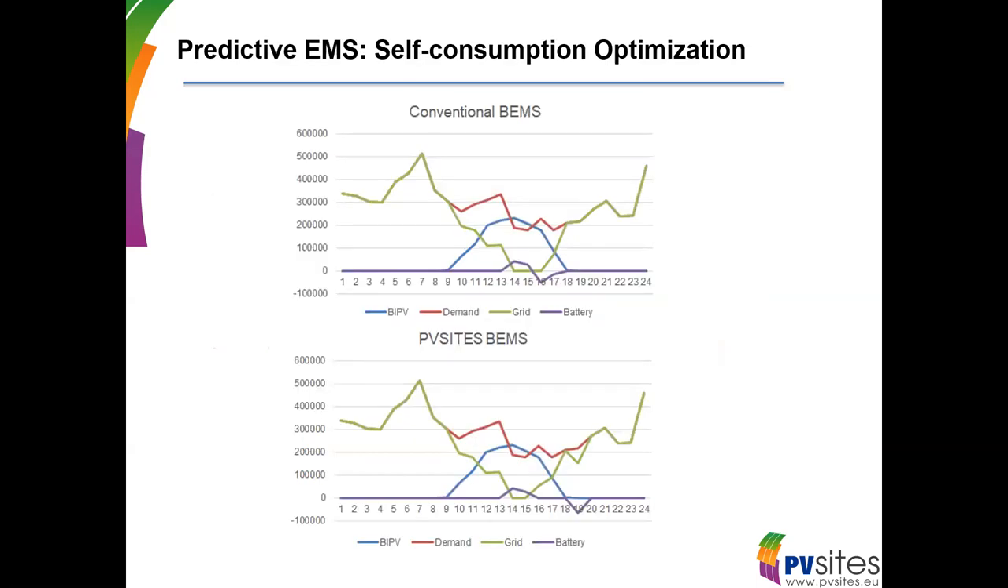In the PVSITES project, for instance, we have developed a predictive energy management strategy that forecasts the PV production and also the building consumption for the next 24 hours. And with this anticipated knowledge of the energy performance of the building, we are able to optimize, for instance, the self-consumption. You can see in the figure, on the top is the conventional energy management strategy, and in the bottom is the energy management strategy with PVSITES. Instead of discharging the battery as soon as we have less production than consumption, we wait for the moment with higher purchase tariffs from the grid, in order to get the most from the stored PV excess in the batteries.